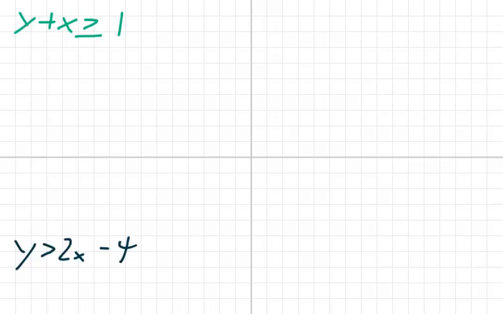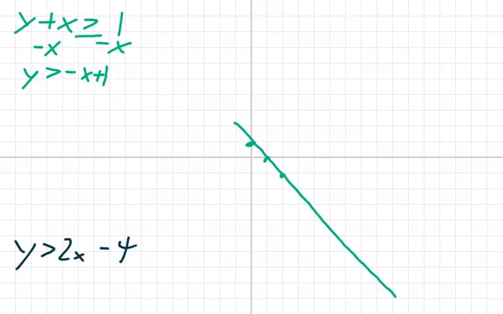Alright, so for this one we have a system of inequalities, and so I'm going to have y is greater than -x plus 1. So here's the plus 1, down 1 over 1, and this is going to be a solid line. Make it as straight as possible. Remember, the graphs are already there for you, just have to pick the right one.